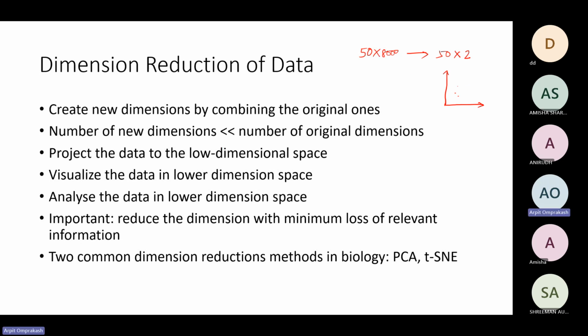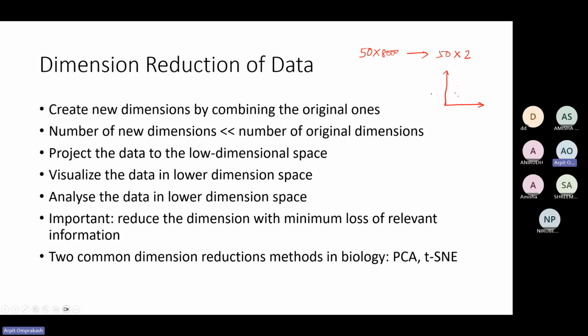Great. So when we are reducing the dimensions, we are projecting the data into a low dimensional space. We can then visualize and analyze the data in the low dimensional space. One important thing to keep in mind when you are reducing the dimension of data is that we always want to reduce the dimensions with the minimum loss of relevant information. So you want to reduce the dimensions from 8,000 genes to, let's say, two dimensions, but we want to conserve as much information about all those 8,000 dimensions as possible. That is one of the main aims of reducing dimensions in high dimensional data.